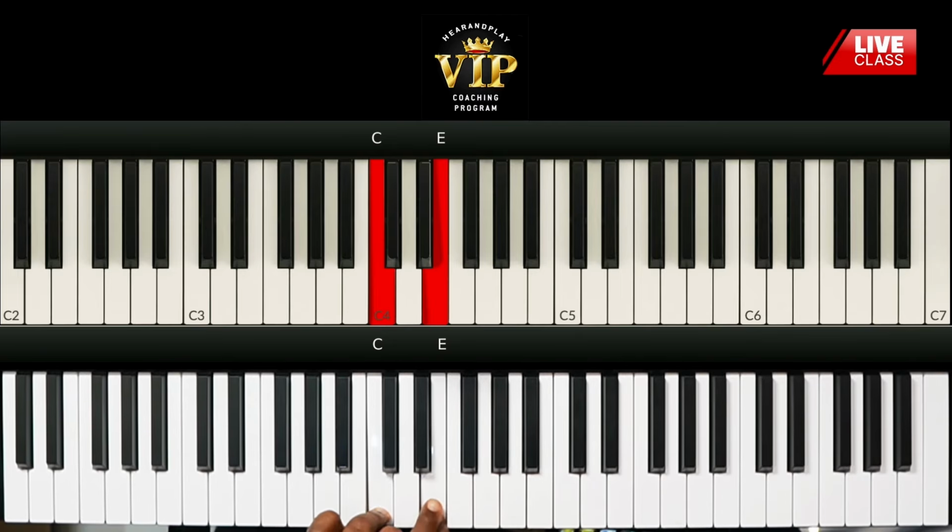E. What's the third up from here? G. And what's the third up from here? B. How many of us can see how we arrived at C, E, G? It's a combination of what? The underlying scale, which is what? C major. And the class of harmony, which is what? Thirds. If you put this together, you understand the chord.